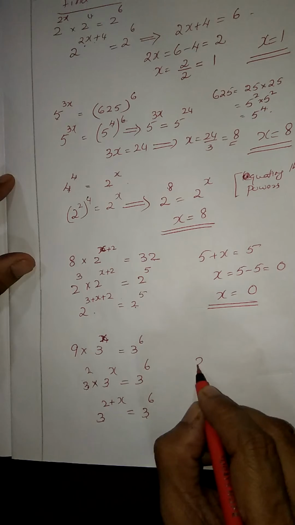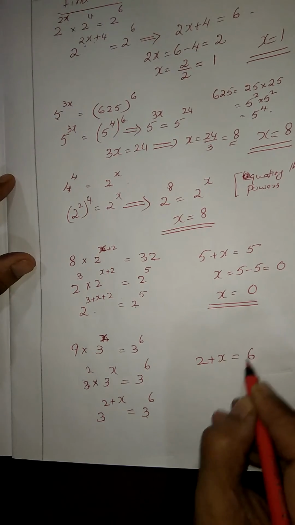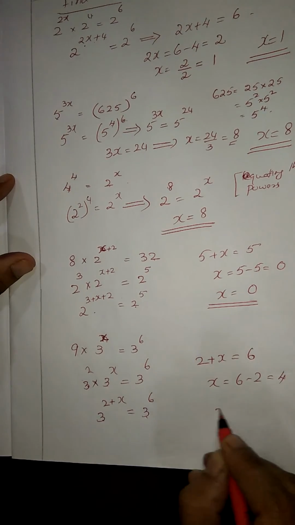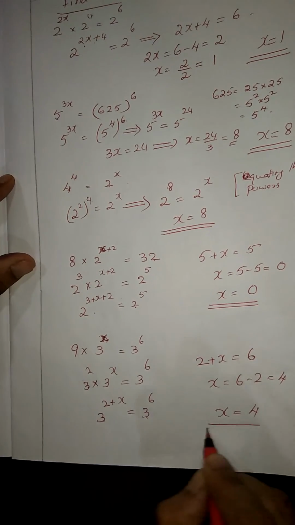So now you will equate 2 plus x is equal to 6. So x is equal to 6 minus 2, equal to 4. So the answer is x is equal to 4.